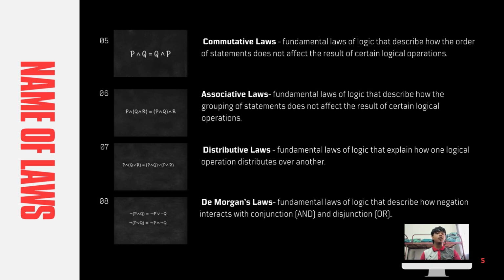After that, De Morgan's law. This law shows how to distribute negation across a group. Like not (P and Q) equals not P or not Q. Not (P or Q) equals not P and not Q. This is very useful when dealing with negation of complex statements.